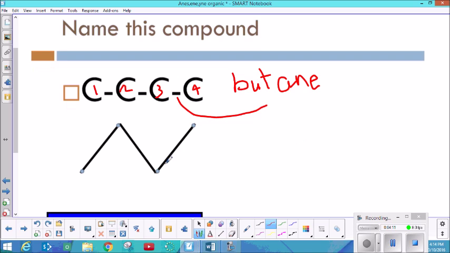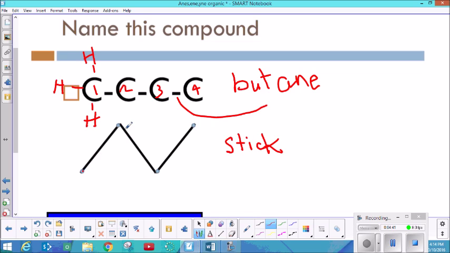Now let's talk for a minute about what this is. This is called a stick structure. And a stick structure is just a more shorthanded way. Remember, this is already a shorthanded way because each one of these would have hydrogens on them. So I'd have a hydrogen at each of these locations. So just writing the C's and their bonds is already shorthand. This is a shorter shorthand.